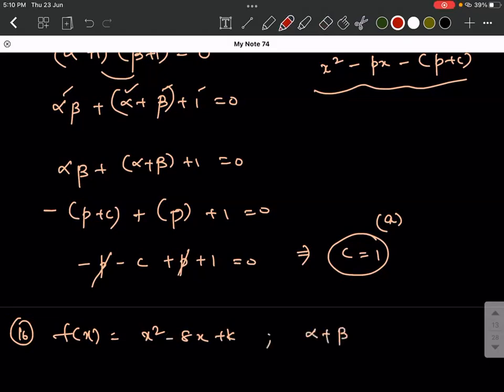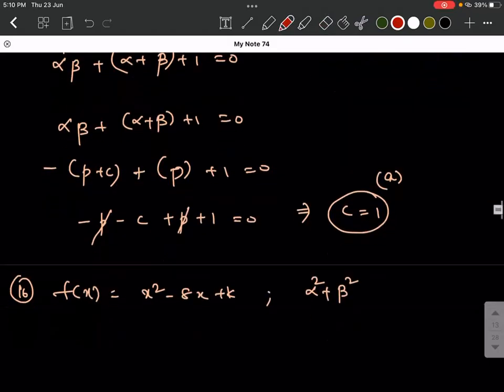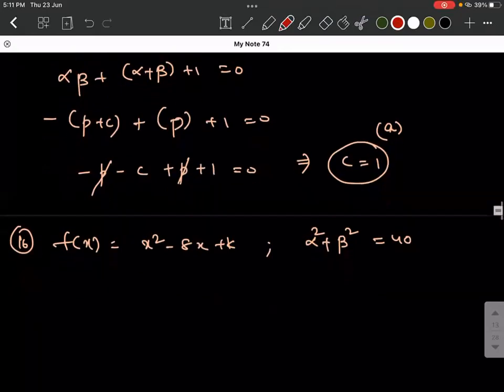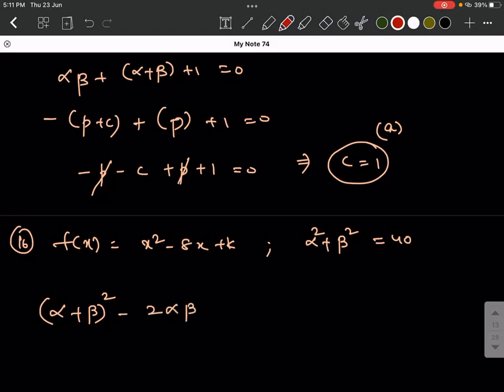So alpha square plus beta square is given as 40. Then what are we supposed to find? Value of k. So alpha square plus beta square, how can you write this? Listen to this. You can write this as alpha plus beta the whole square minus 2 alpha beta. Because a square plus b square is equal to a plus b the whole square minus 2ab.